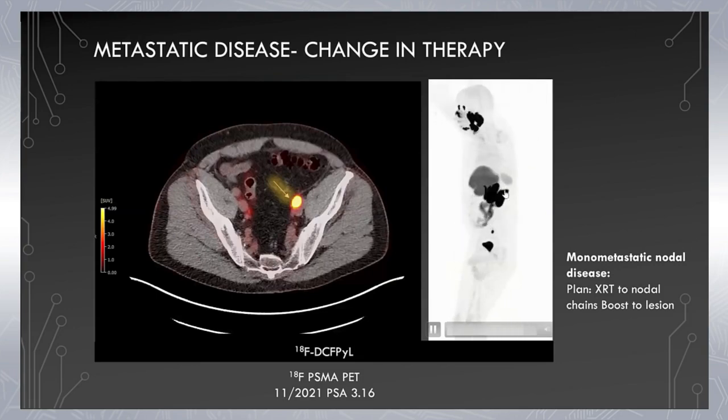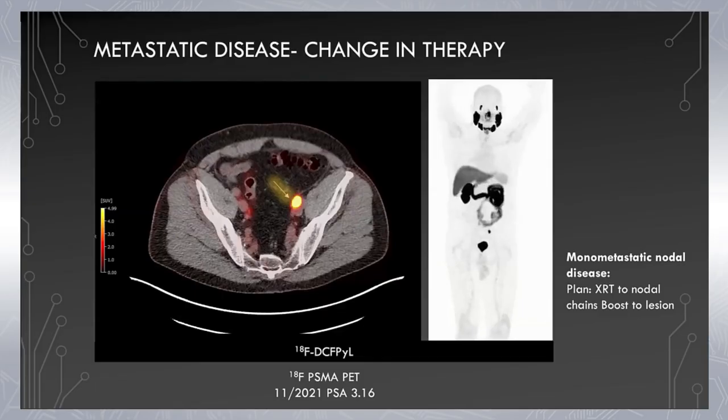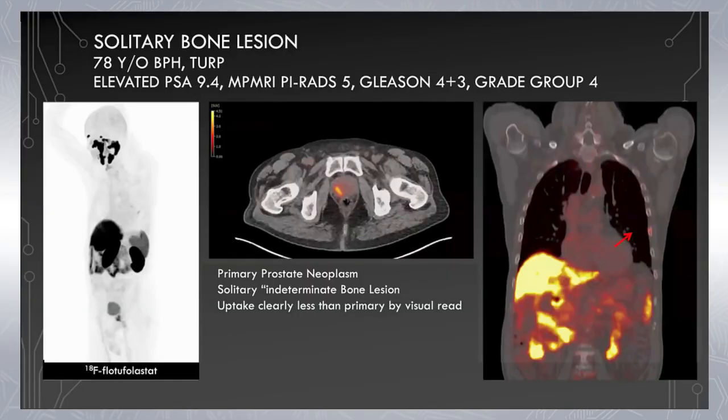So this was a case of monometastatic nodal disease, and at this point, the plan was XRT to the nodal chains with a boost to the lesion. So this is clearly a change in the patient's plan based on single monometastatic lymph node disease. Let's move to another case.